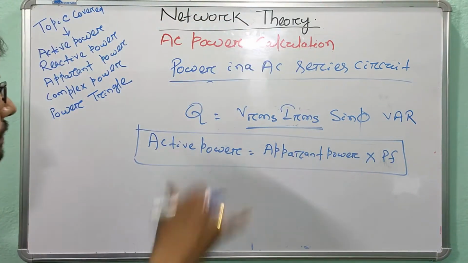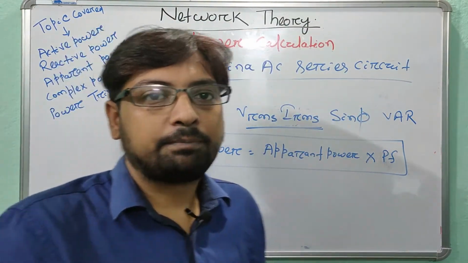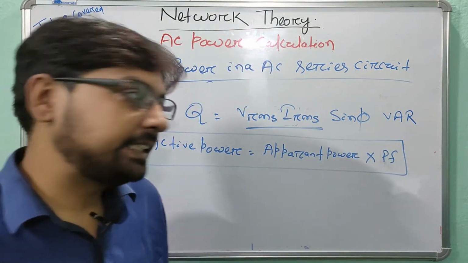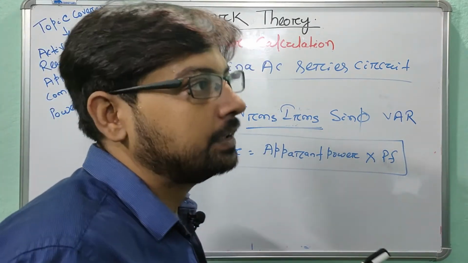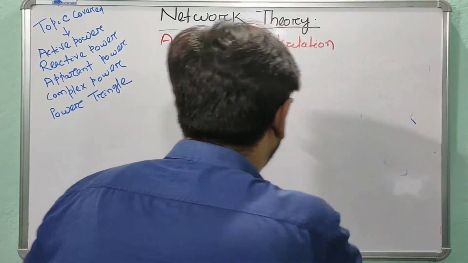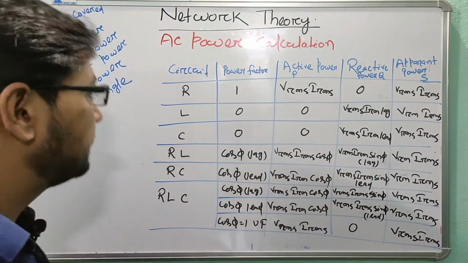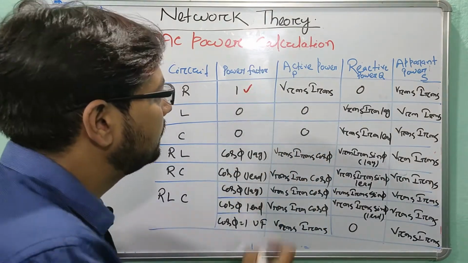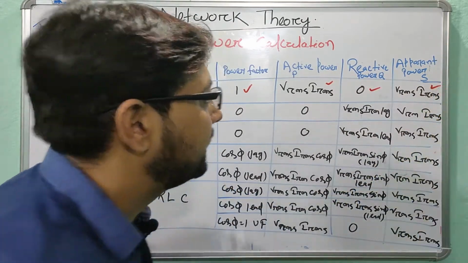So this is all about the power calculation of AC, that is for a pure resistive circuit, pure inductive circuit, pure capacitive circuit, and for an AC series circuit. Now to remember these equations, I will draw a table and give you all the power values. Referring to the table, if it is a resistive circuit R, then my power factor value is 1. Active power is Vrms Irms, reactive power is 0, and apparent power is Vrms Irms.